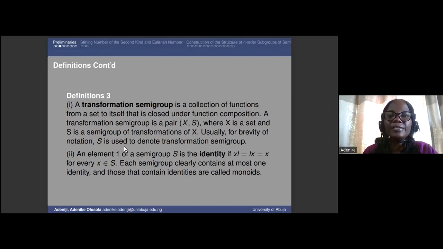Then identity is the usual definition of identity, as if we have for every element X in S, X1 is equal to 1X and is equal to X. That is the identity. The reason why this definition is coming up here is to show that any semigroup that contains an identity is called a monoid.